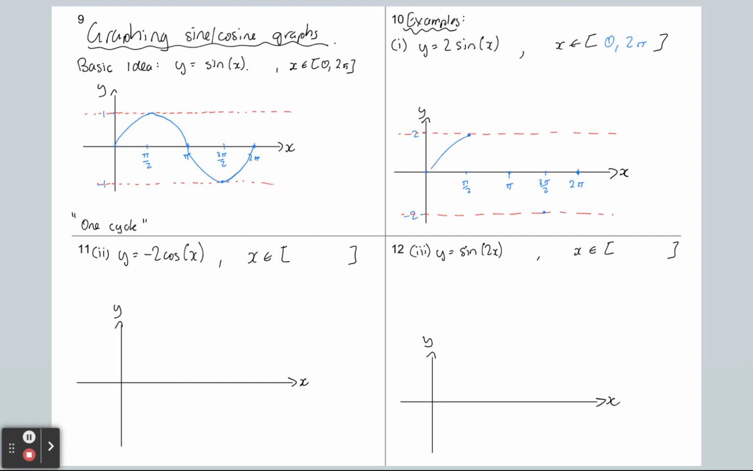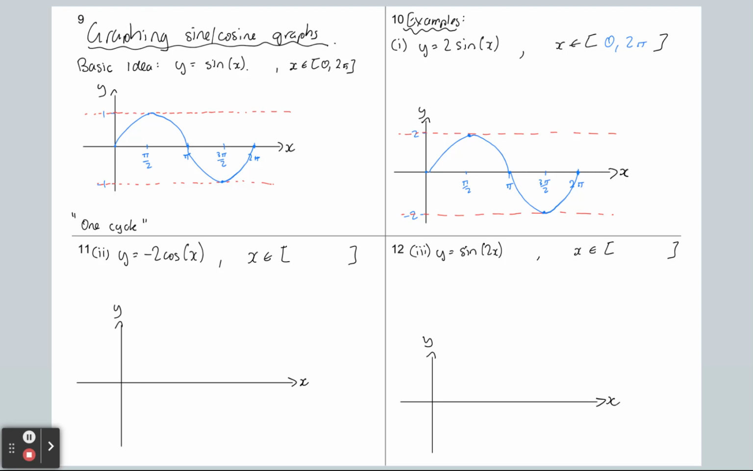So I've got one curve going here. I'm not going to fix it this time. One curve going up here, one curve going here, and finally one curve going here. So our amplitude has been accounted for, and we've got our sine graph going. Nice. Next one, -2 cos of x.